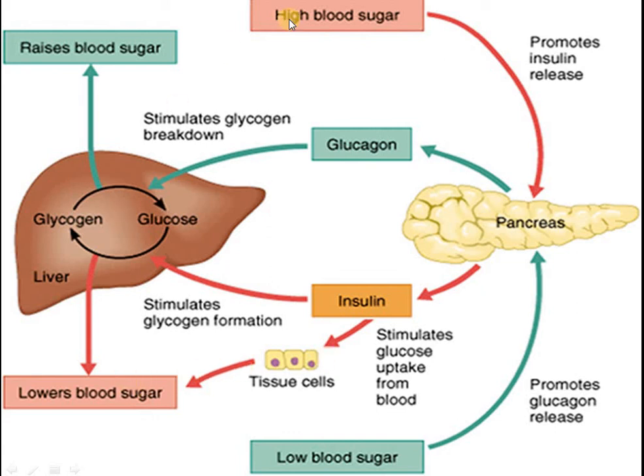I'm repeating again, whenever the blood glucose level shoots up, the pancreas will release insulin. Insulin will try to convert this glucose to glycogen in muscles and liver. Not only this, it will also increase the permeability of the cells so that more glucose is taken up for respiration and the blood glucose level goes back to normal.